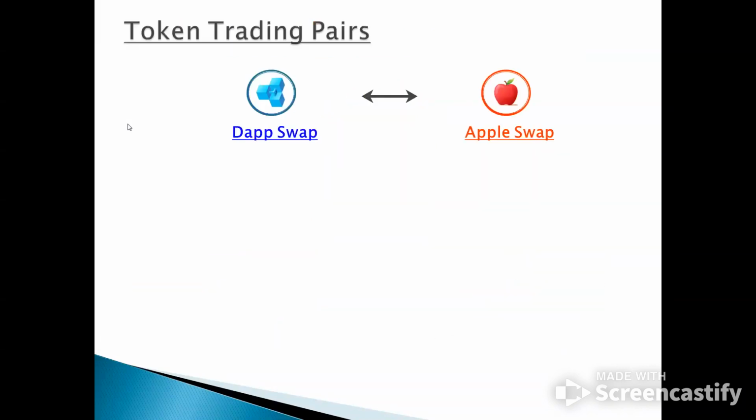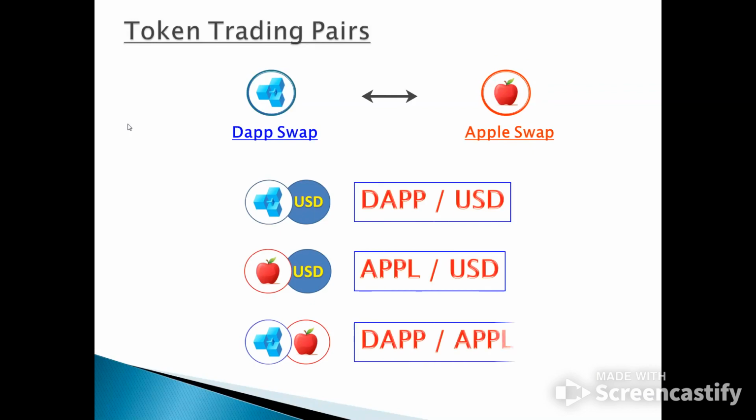For purposes of our simulation, we have implemented two fictitious cryptocurrency exchanges known as DAppSwap and AppleSwap, along with the publicly available exchanges Uniswap and SushiSwap. The tokens used for the fictitious exchanges can be seen here, which includes the DApp and Apple tokens, as well as a third USD token, which is shared between them, giving us a total of 3 token trading pairs.